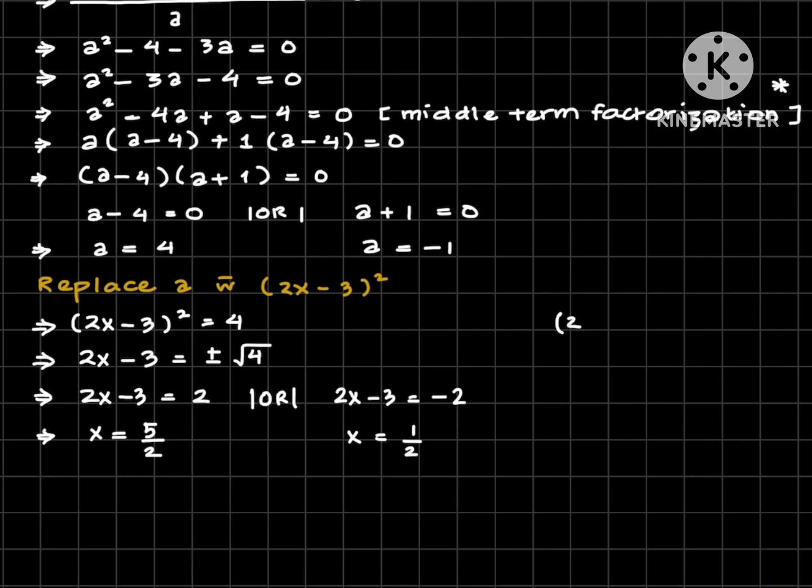Now we have another solution where (2x - 3)² = -1. Now if you look at this closely, the square of a term cannot be negative. As a result, this is not applicable. So we are left with only one answer, and that is x = 5/2, or 1/2.